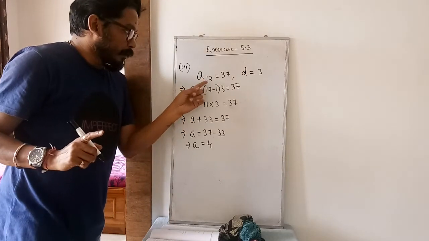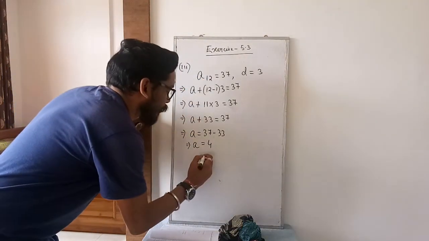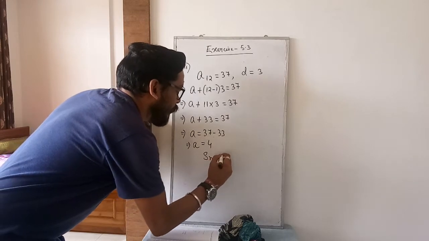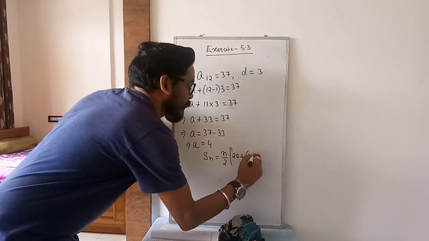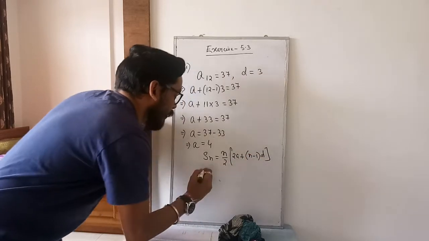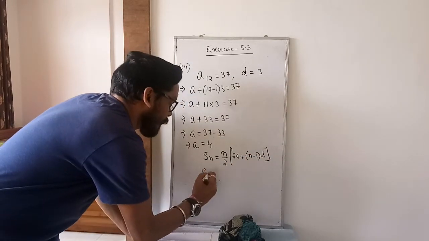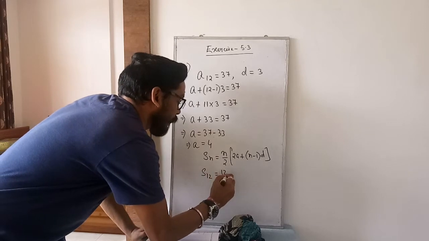And 12th term position, what is there? 37. So let me use the big formula only. So Sn equal to, what is it? n by 2 into twice A plus (n minus 1) into d. To find out S12, in place of n you put 12.